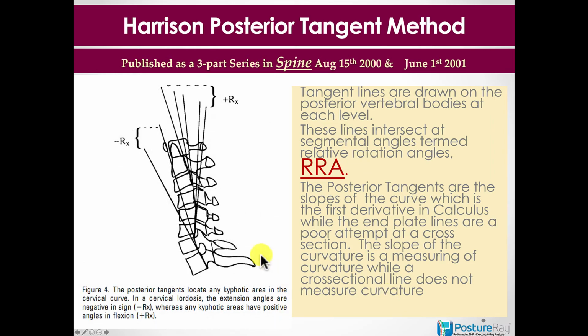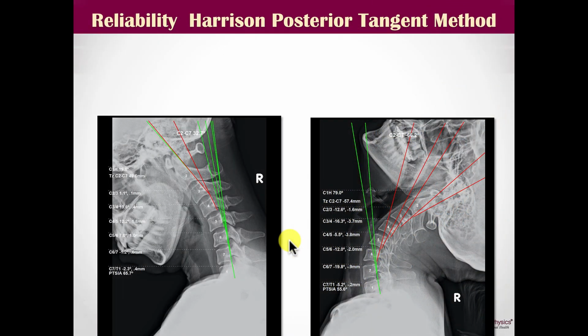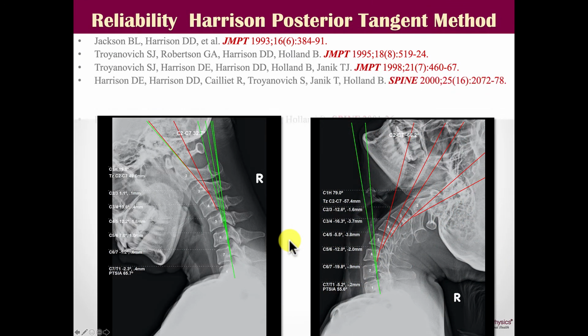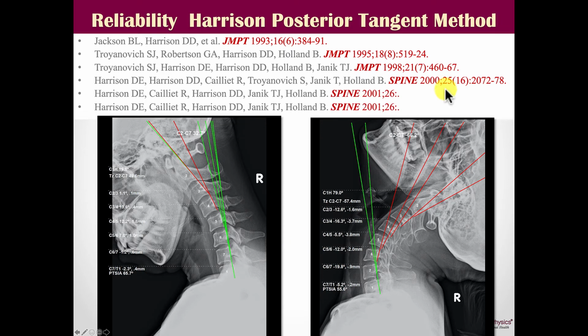And what's nice is that you can get a nice segmental picture when you measure all of these angles. And that's basically the relative rotational angles. So in CBP, this has been studied, and these are in top journals. Spine is one of the best, and we did this a long time ago, starting in 2000.